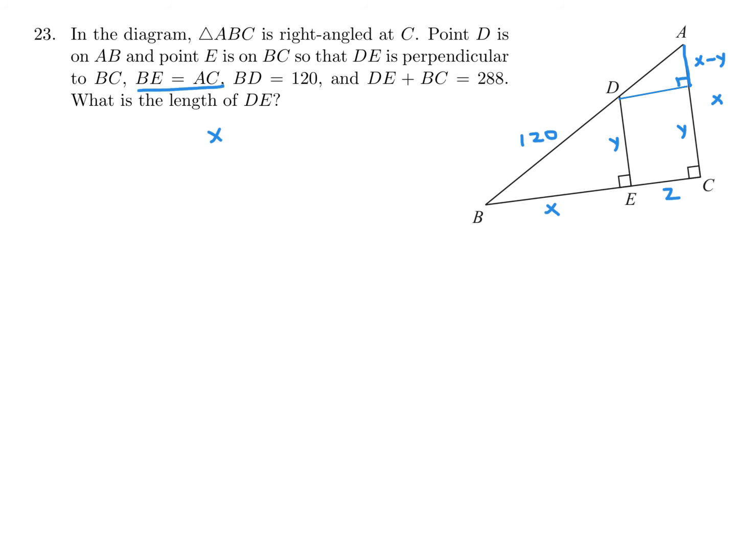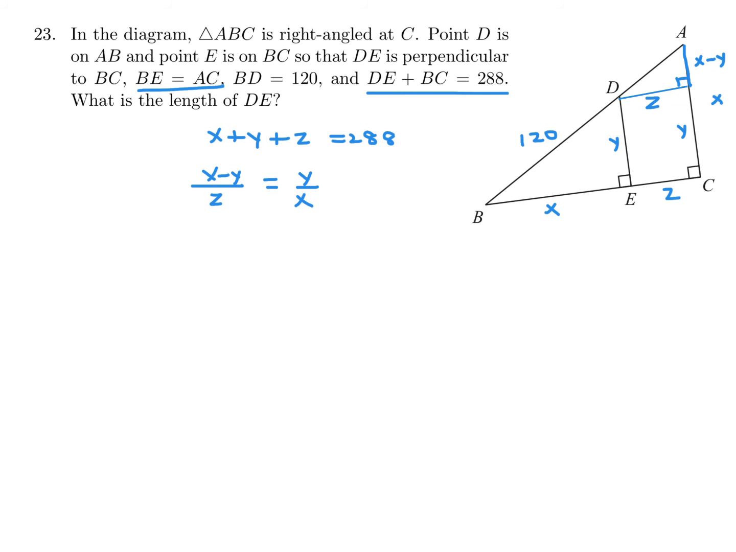Based on the question, x plus y plus z is 288. That's really DE, which is y, plus BC, which is basically BE plus EC. And then using similar triangles, x minus y over z is the same as the full x over y, the same as y over x.